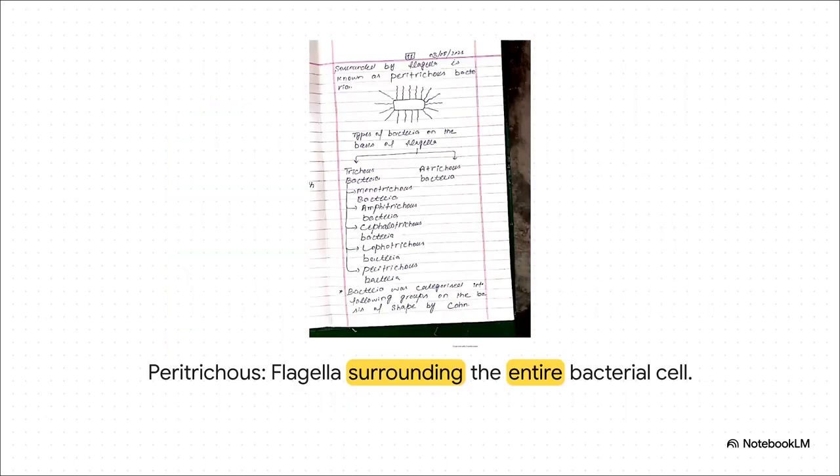And finally, you have Peritrichous. Peri means around, and that's exactly what this is. These guys have flagella sticking out all over their entire surface. This gives them amazing mobility, letting them kind of tumble and swim in any direction they want.